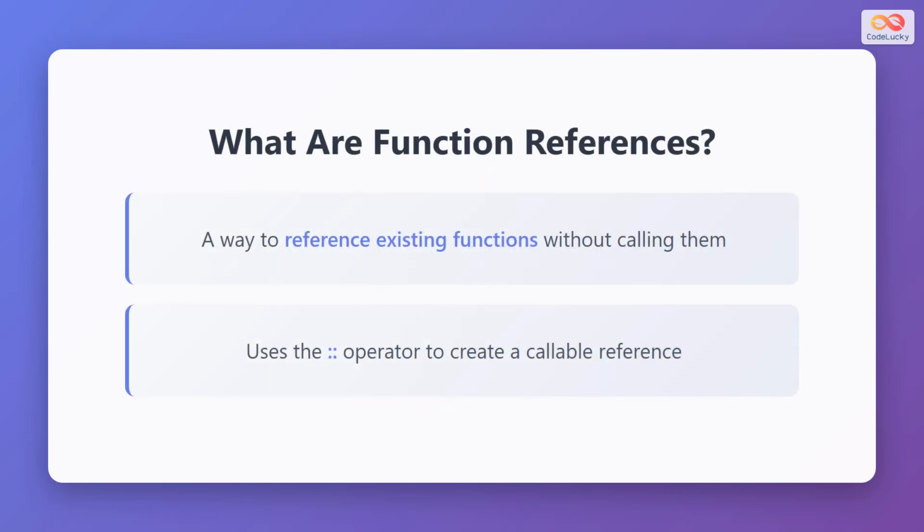Function references provide a way to reference existing functions without actually calling them. Instead of writing a Lambda expression, you can use the double colon operator to create a callable reference to a function. This reference can then be passed as a parameter to higher-order functions.